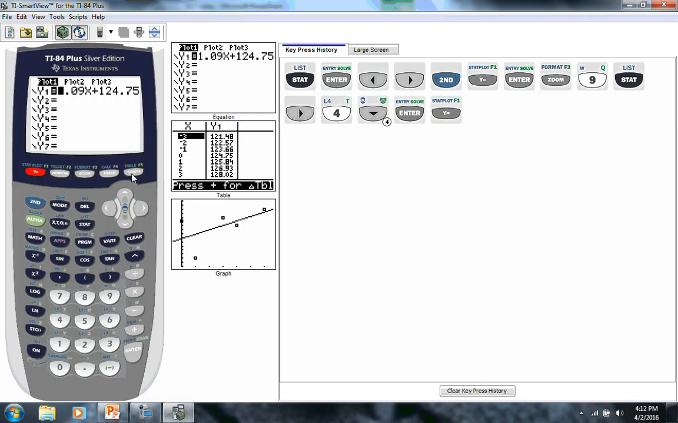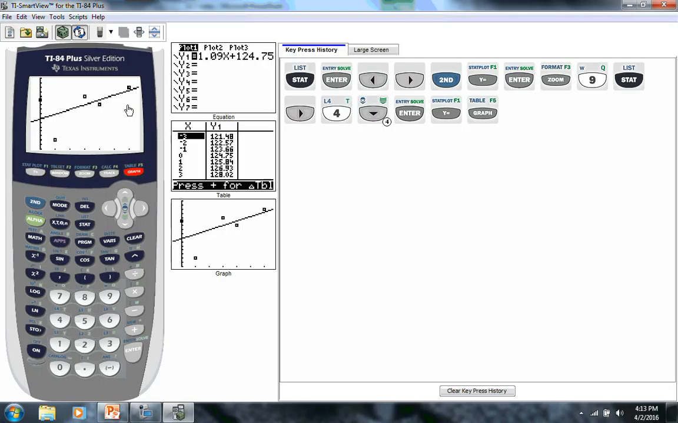Then if you hit graph again, it'll show the line for you. That's when your line will show up. And you can do that just so you can see how closely it is to your data. It's good to do that and double check it, because sometimes you enter something wrong and the line looks really funky, so that's a good double check.